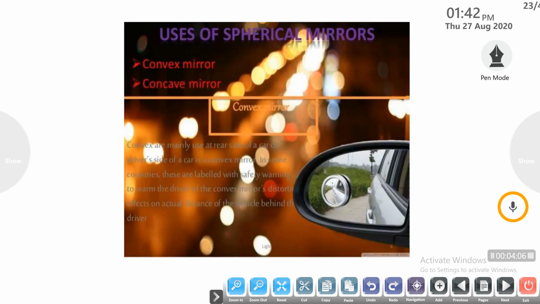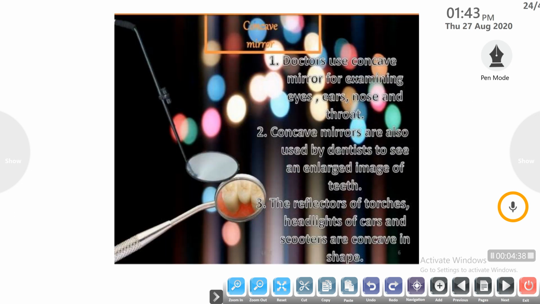The next is the uses of spherical mirrors. First is the use of the convex mirror. A convex mirror is generally a diverging mirror, so it is mainly used in cars. The side mirror is made up of a convex mirror. You may have noticed that they are labeled with a safety warning to warn drivers that the convex mirror has a distorting effect, and actually the vehicle that is behind you is farther away than it appears. So this is the use of the convex mirror.